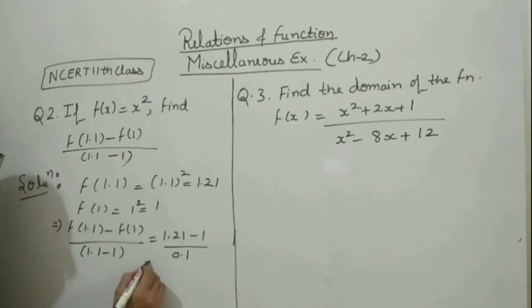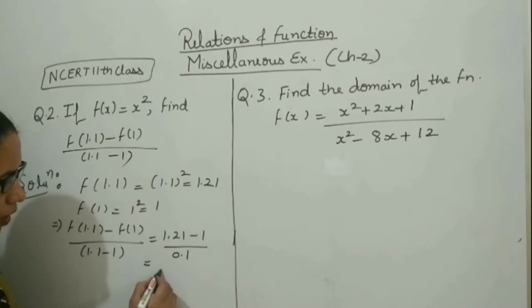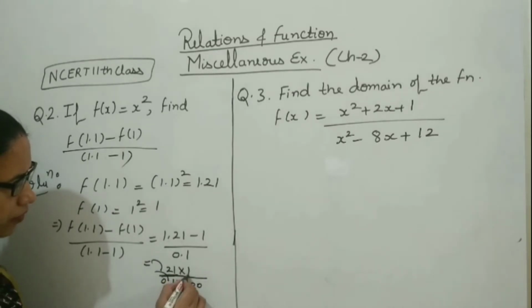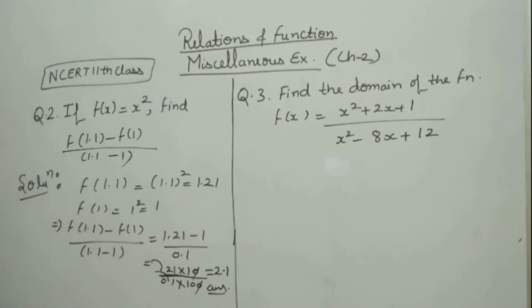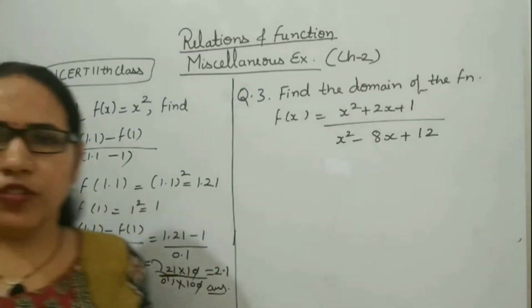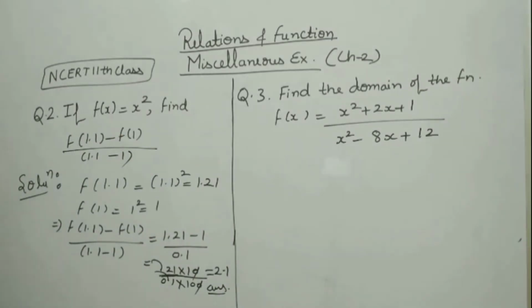So this will comes out to be 0.21 over 0.1, means we have to remove these decimals. Here two zeros are coming in the denominator and in the numerator 1 0. So on solving this, the value find out to be 2.1. 2.1 is your answer for this value. So this is the solution for your question number 2. Okay, got it? Now start with your question number 3.